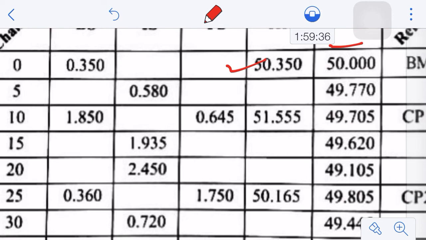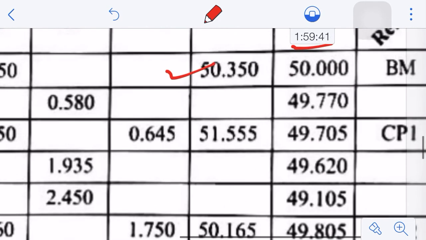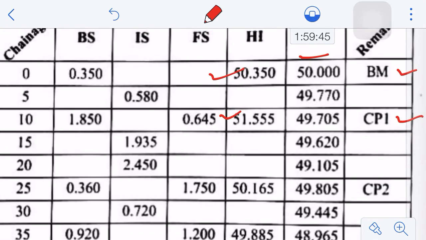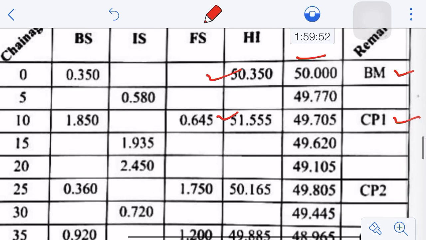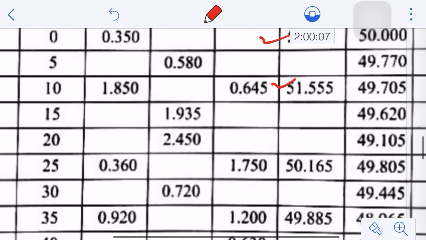If there is a BS, you are going to calculate your new height of instrument, and your height of instrument would be equal to your RL of that station plus your BS. So what was the RL of station number 3? The RL of the station was 49.705 and your BS is 1.850. If you add 49.705 plus 1.850, you are going to get 51.355. So now you have another RL of HI available with you.